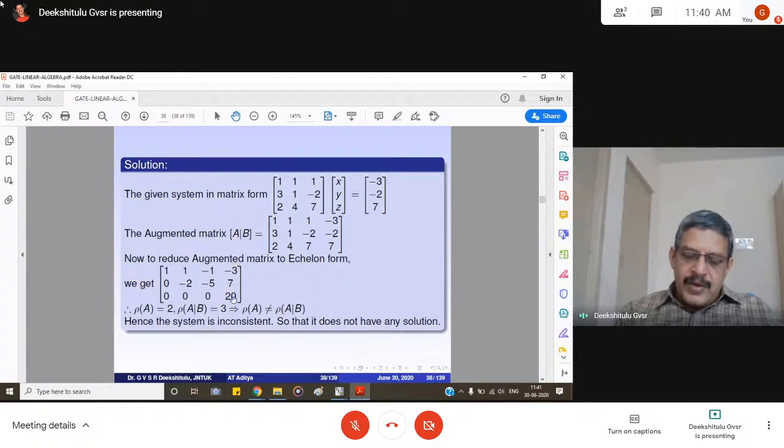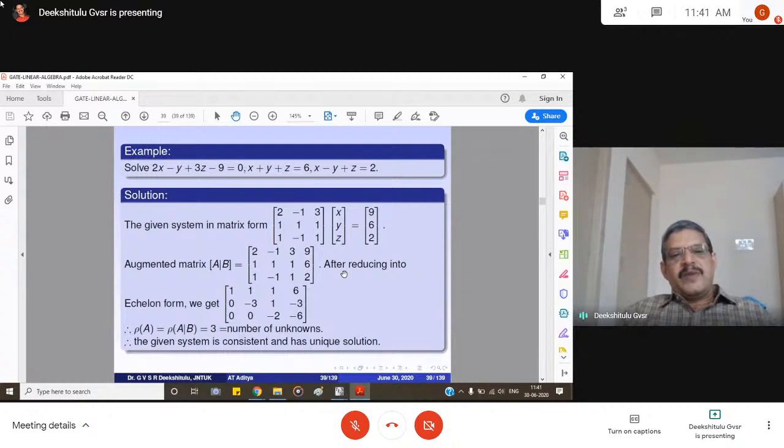But when you consider this last column also, this is [A | B], which is also in echelon form. How many non-zero rows? 3. So the rank of this matrix is 3. The rank of A is 2, and the rank of the augmented matrix is 3. They are not equal, so the system is not consistent, or the system has no solution.